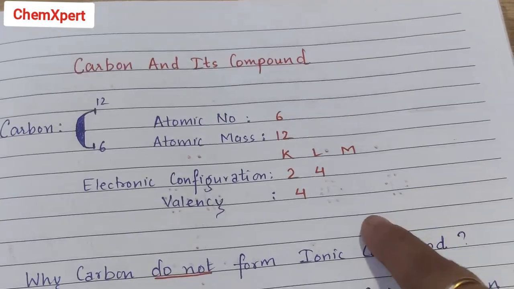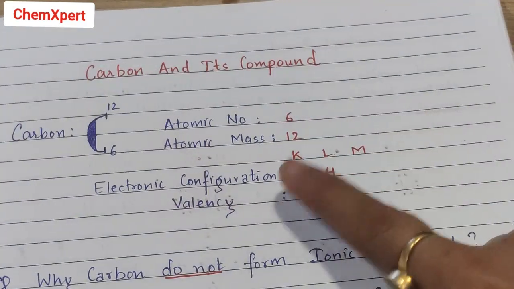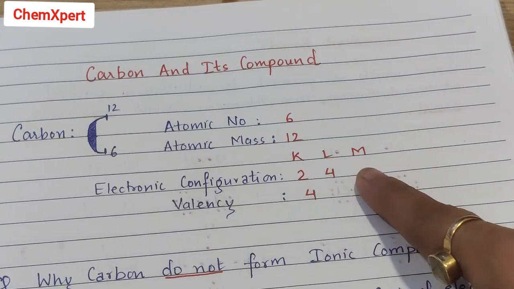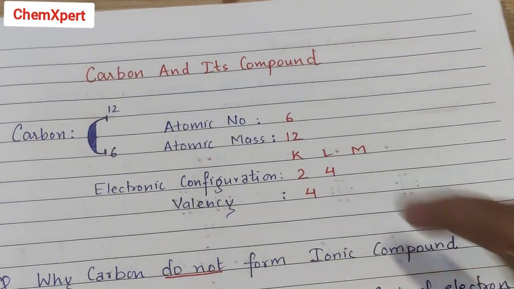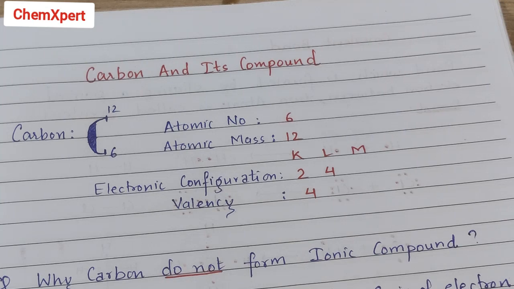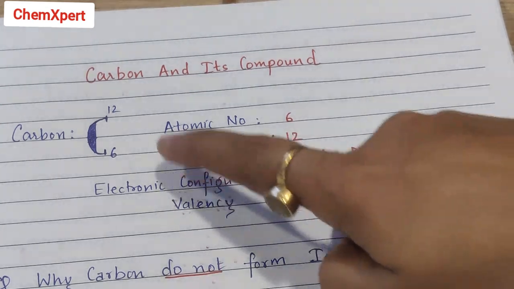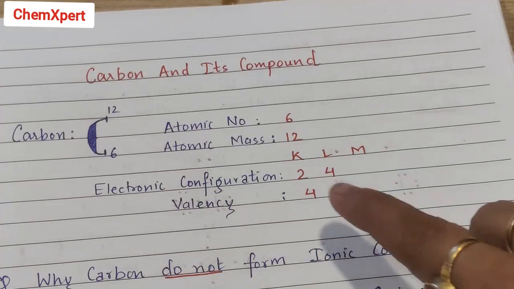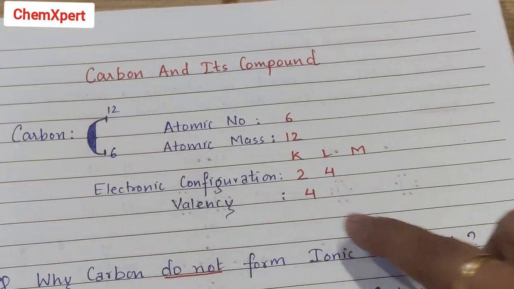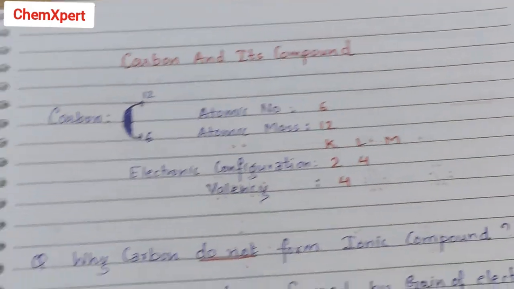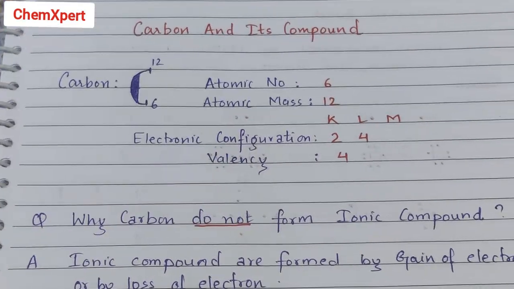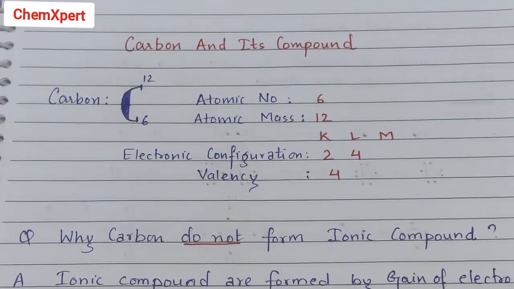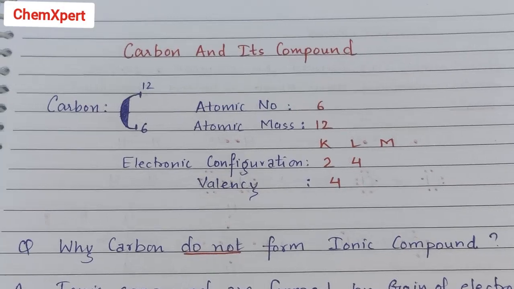That is 6. Atomic mass is 12, electronic configuration is 2, 4, and if we have to write the electron dot structure of carbon, then 4 dots are to be represented around the carbon. So what is the valency here? 4. From here the first question which can be framed in 2 marks or in 3 marks is, why carbon does not form an ionic compound.